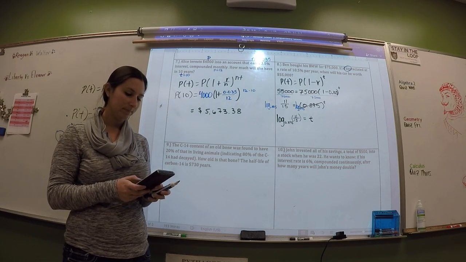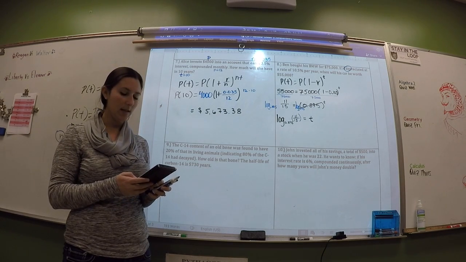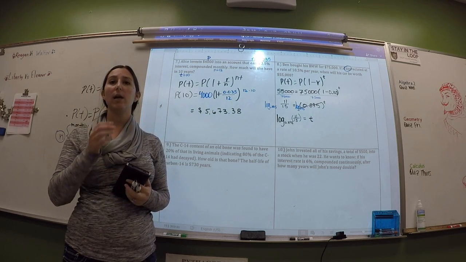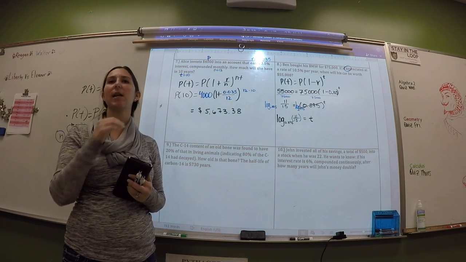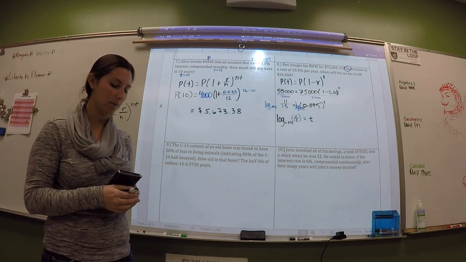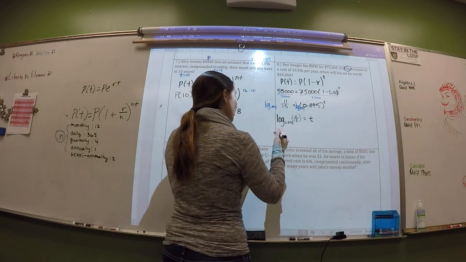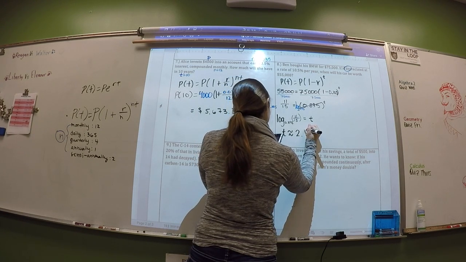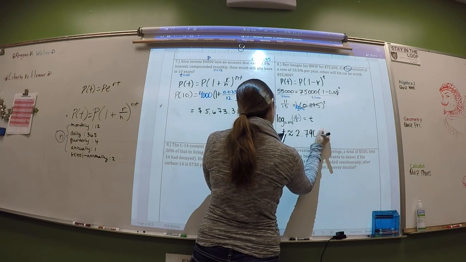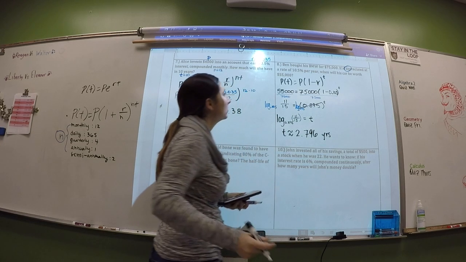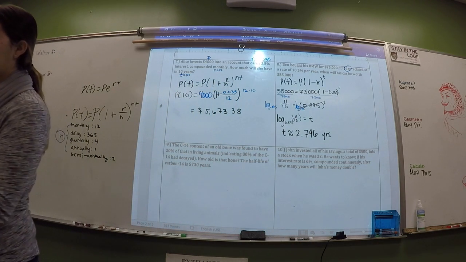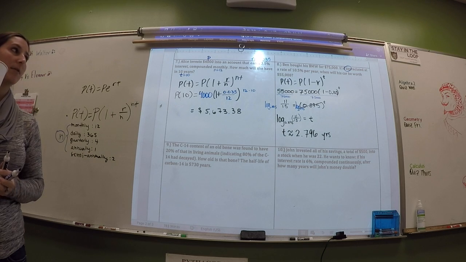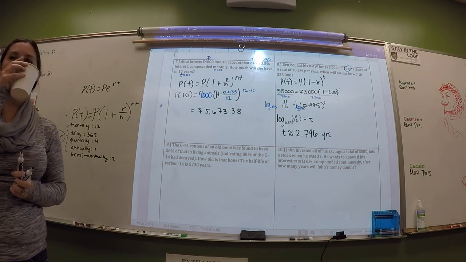Wait, are you sure we've done this before? Yeah. We did logarithms before, and we used the calculator to solve, but now we know how to do it with logarithms. It's 2.796 years. So Ben's car will be worth 55,000 in about 3 years.